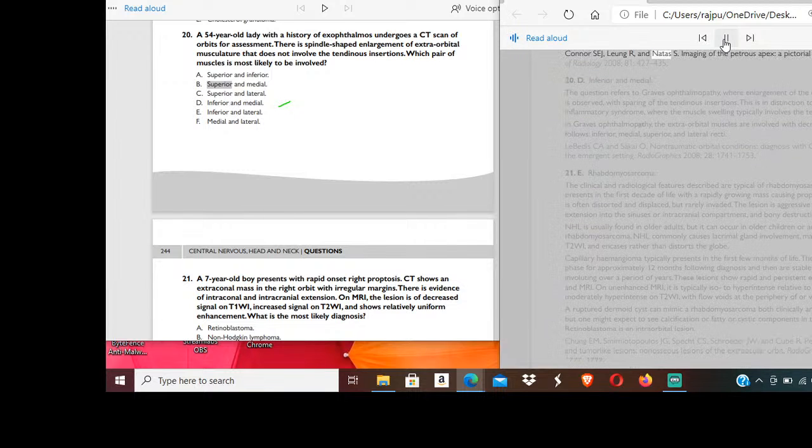Connor SEJ, Leung R, and Natas S. Imaging of the petrous apex, a pictorial review. British Journal of Radiology 2008, 81, 427-435. 20. D. Inferior and medial.